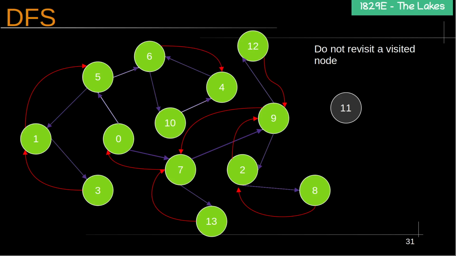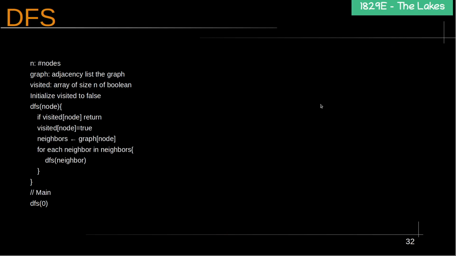We go back to 4. We backtrack from 4 to 10. From 10 we go back to 6. From 6 we backtrack to 5. And from 5 we backtrack to 0, which is our starting point, and it's completely explored. As you see, the node 11 is not visited because it's completely disconnected from the graph.